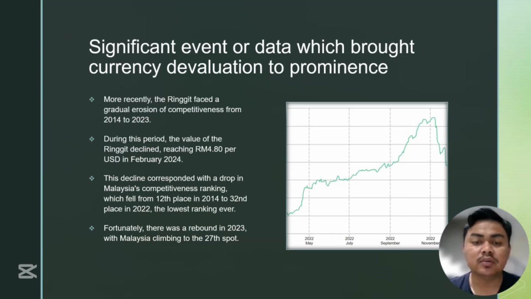Fortunately, there was a rebound in 2023, when Malaysia climbed back to the 27th spot in global competitiveness. This period highlighted the need for Malaysia to enhance its competitiveness and address policy delays to maintain the value of the ringgit at a healthy level.